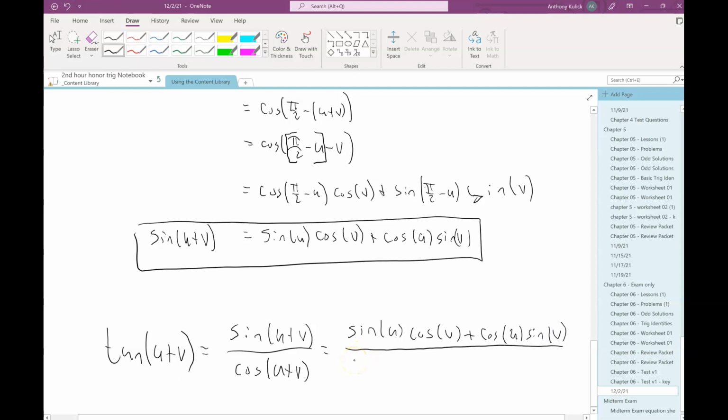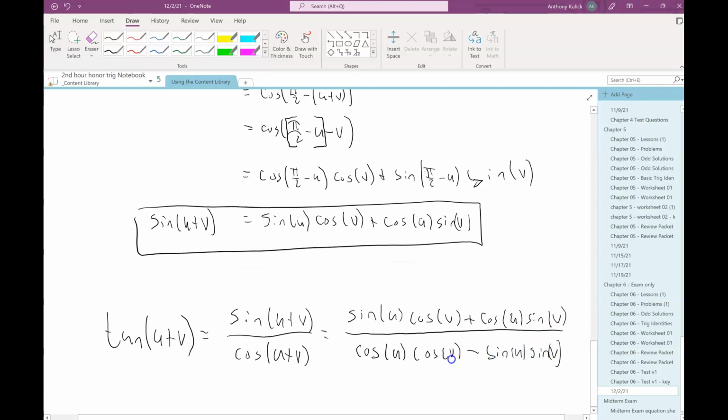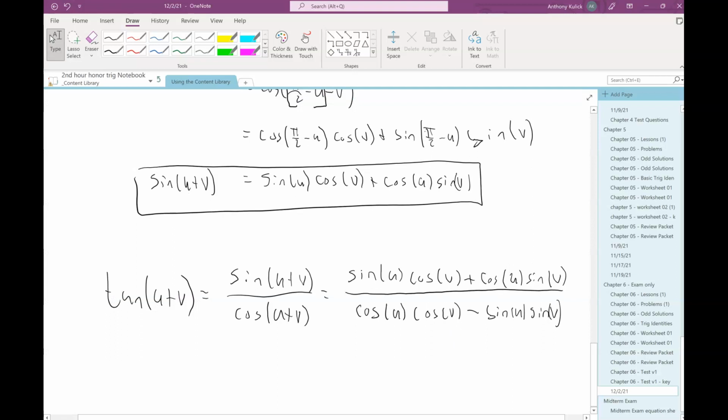And then cosine of u plus v is this. And if we really want to be technical, we probably want to get both of them at the same time. So let's do the subtraction one at the same time. So that would be how we'd write that. But this version right here is probably not the version that we would be using in practice.